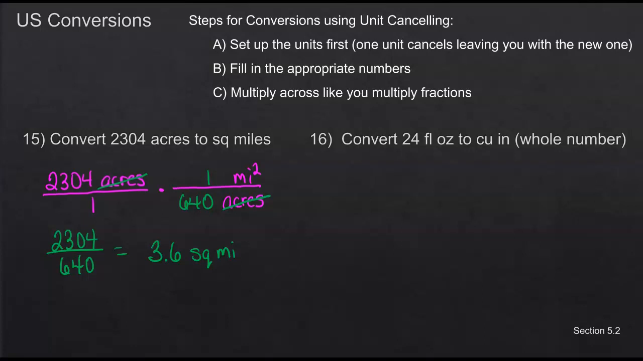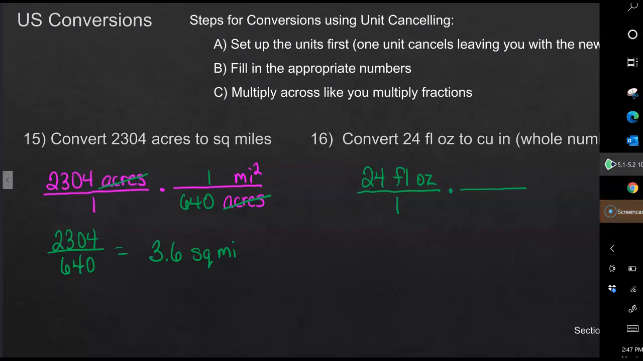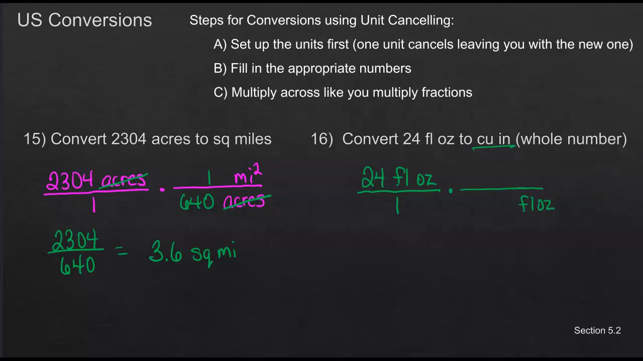On the next one, we're taking 24 fluid ounces. Write that over 1. Remember, if it's not per something, then we just write over 1 every time. We are going to multiply that times. Okay, so we're going to cubic inches, and we're converting from fluid ounces. Now we're going to put in our numbers. If you look on your chart, you'll find 1.805 cubic inches in 1 fluid ounce.